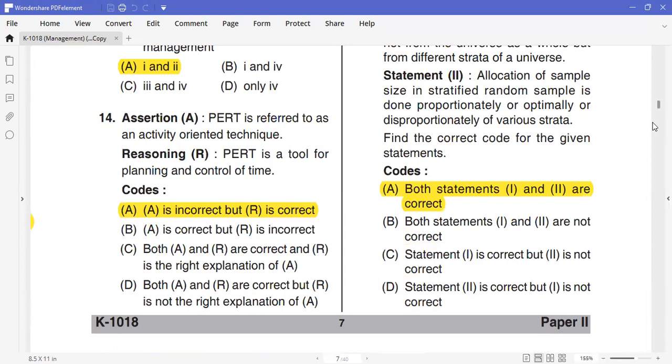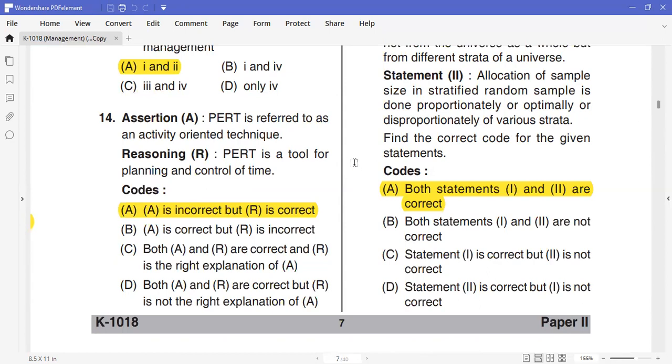So question number 14, once again, assertion and reasoning. PERT, that is program evaluation review technique, is a type of statistical technique for evaluating the completion time of a project. It is referred to as an activity-oriented technique. The reasoning is that PERT is a tool for planning and control of time. So if you compare the assertion and the reasoning, A is incorrect, but R is correct. So PERT is basically a tool for planning and control of time.